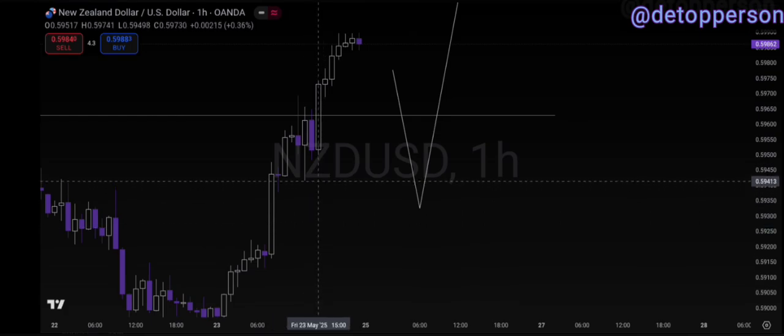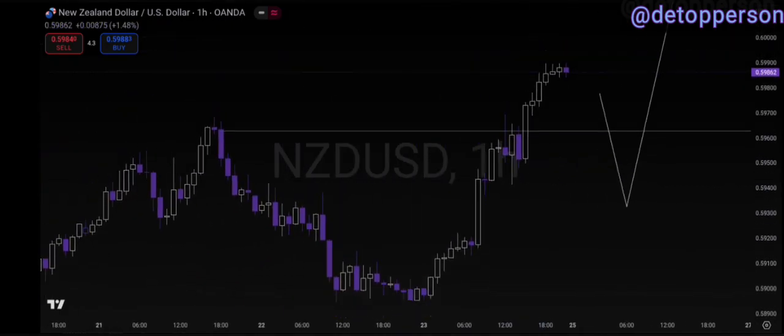But if you see, this here is sell liquidity, which the price would likely want to take out, but this right here is still the 4 hour fair value gap. So that's that for NZDUSD.